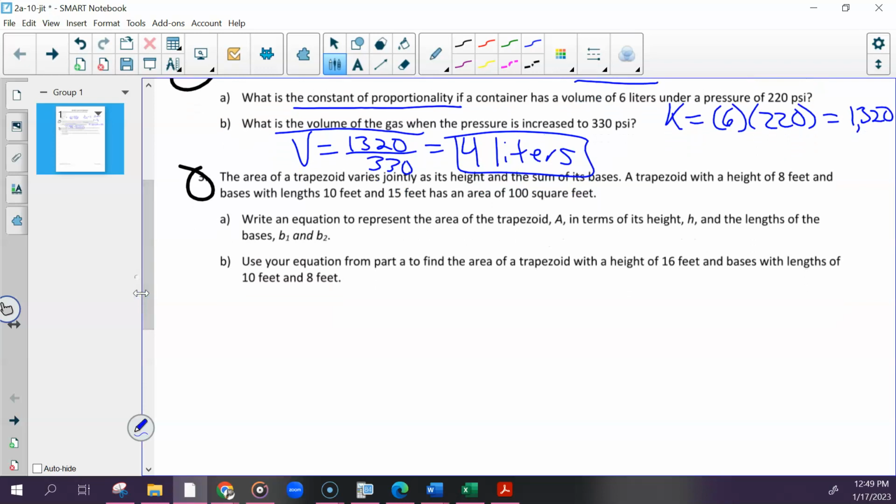For 3, the area of a trapezoid varies jointly, so let's call that A, the height H, and then the sum of the bases B1, B2, and we're going to add them together. So we're going to have some A equals KH times B1 plus B2. Make sure you guys are paying attention.